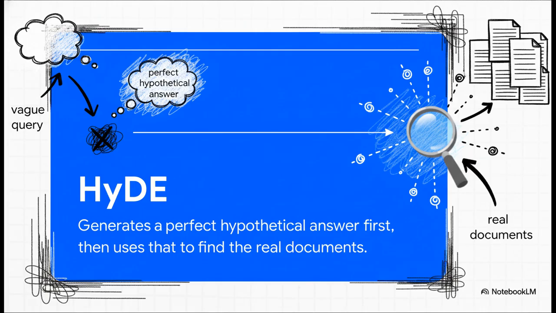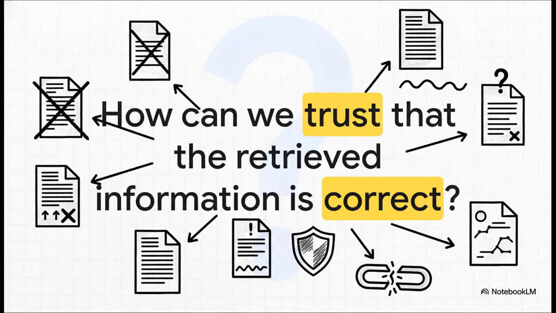Why? Because that fake, perfect answer is often way closer to what you're actually looking for than the original question was. So we're getting way better at finding stuff. But finding something and trusting it are 2 totally different things, right?